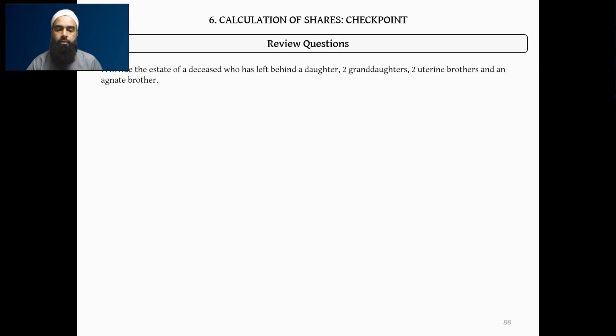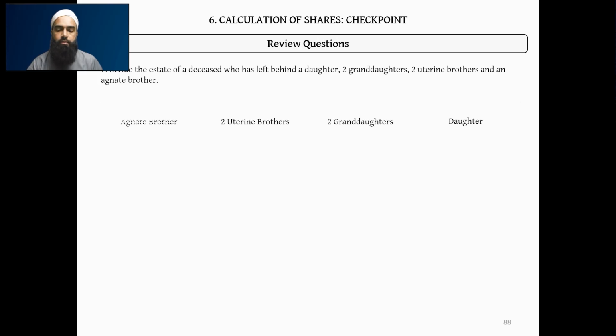So you got this scenario here. We got a daughter, two granddaughters, two uterine brothers, and an agnate brother now. So you got more people to consider. So you got daughter, two granddaughters, two uterine brothers, and an agnate brother. So now what do we do here? You have to write out the scenarios, the shares for each one first.